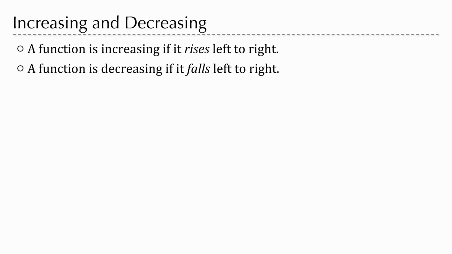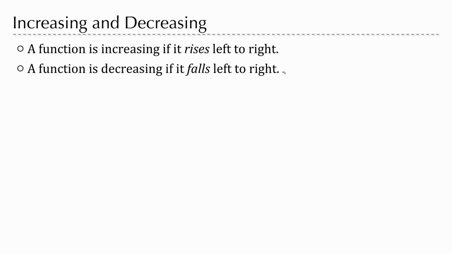The next piece of graphical analysis that we want to look at is identifying where graphs increase and decrease. Now, just to make sure we're on the same page, when we use the word increasing, it means that it rises, but more importantly, from left to right. Likewise, a decreasing function will fall from left to right.